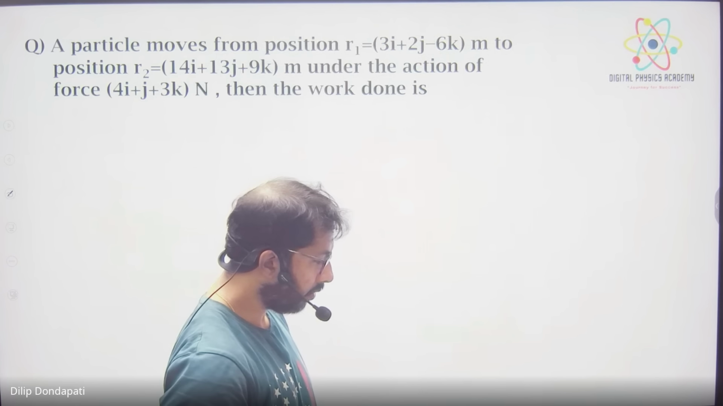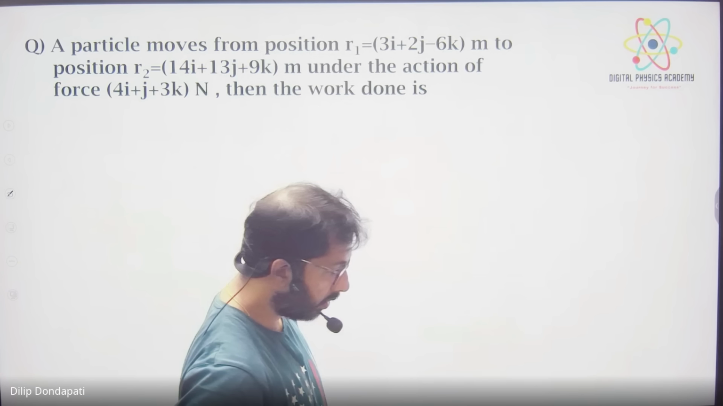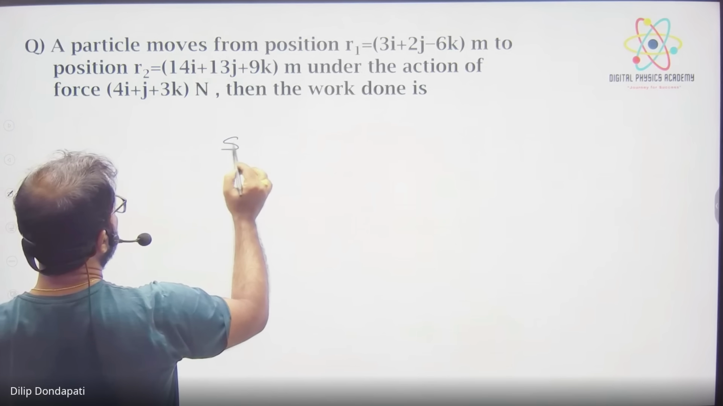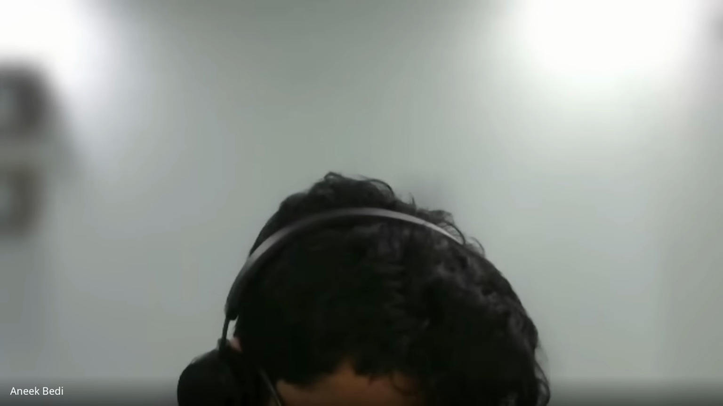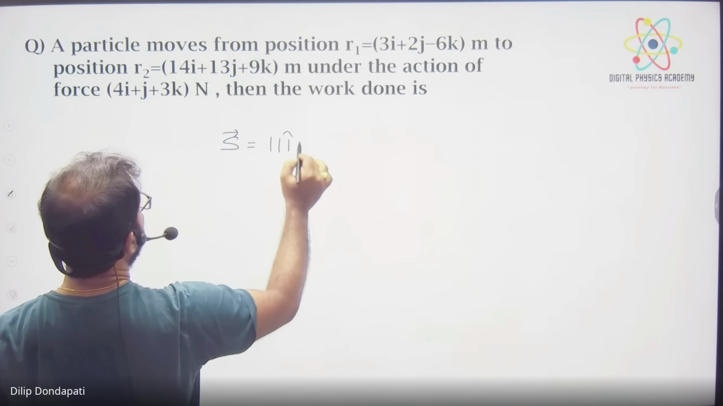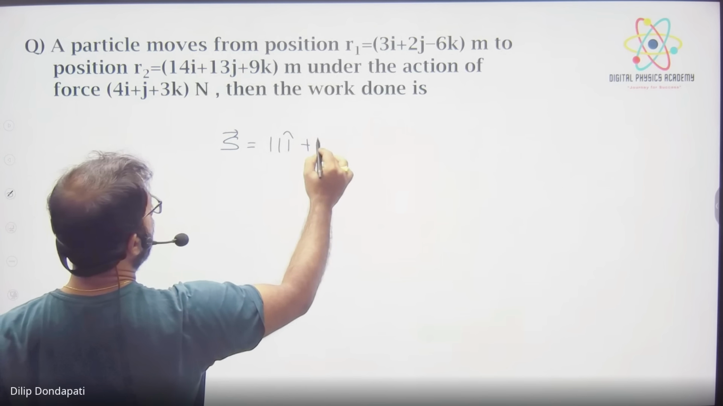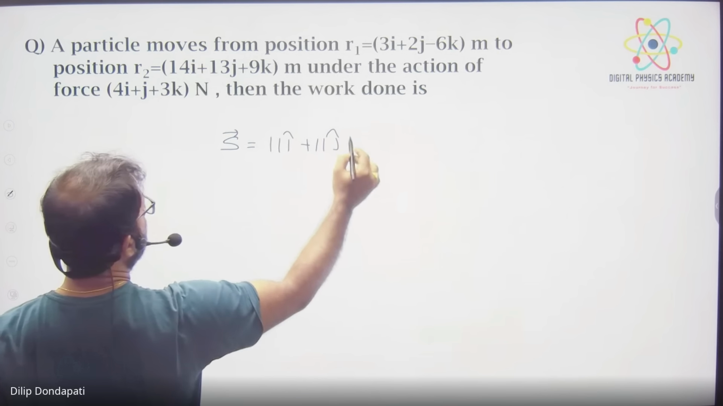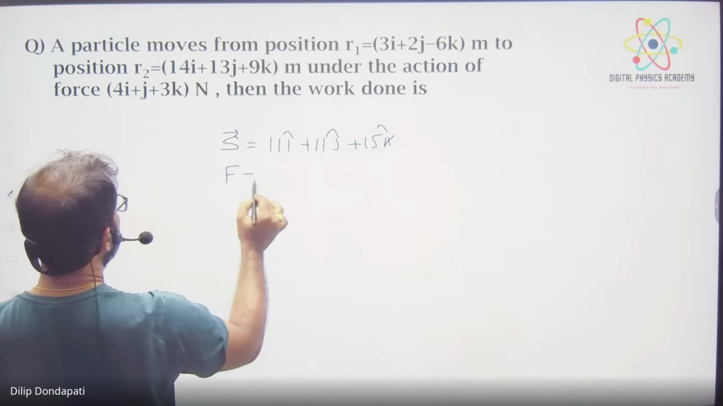Sir, can you do it once? See, I'm getting that the particle moves from here to here. Displacement is how much? 11 I cap plus 11 J cap plus 15 K cap. 14 minus 3, 11 I cap, plus 13 minus 12, 11 j cap, plus 15 k cap. And force is 4 I cap plus j cap plus 3 k. Done. Work done is how much? Work done is F dot S.